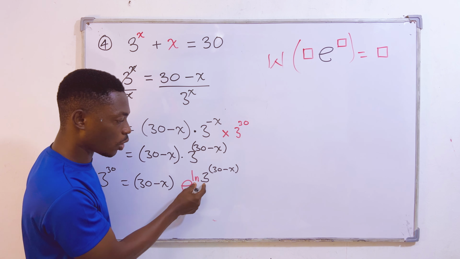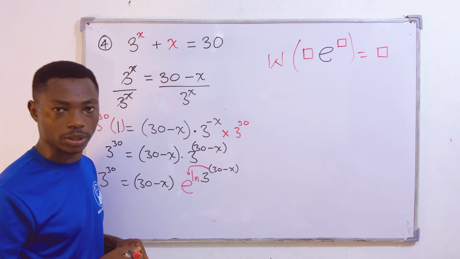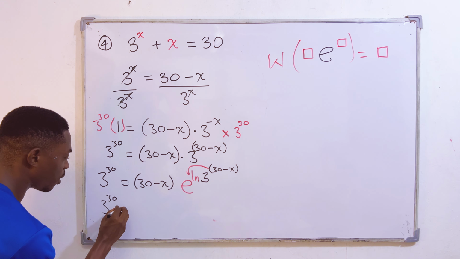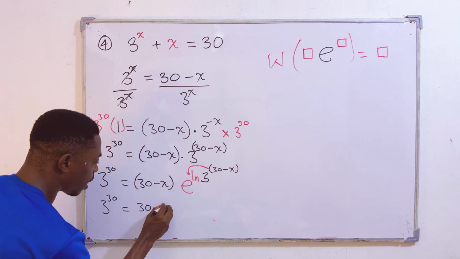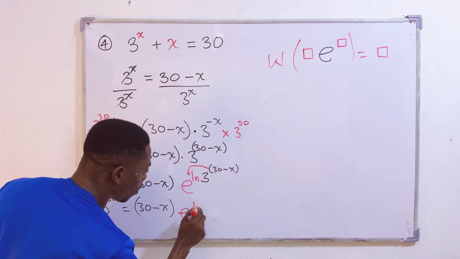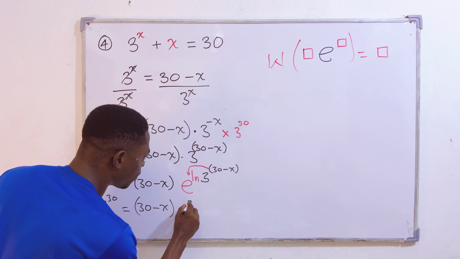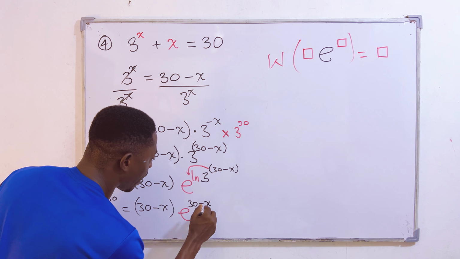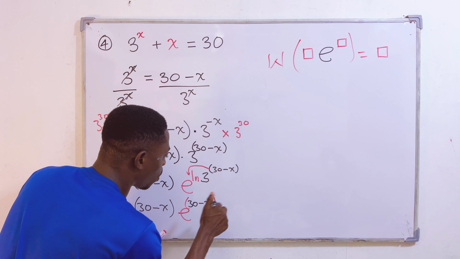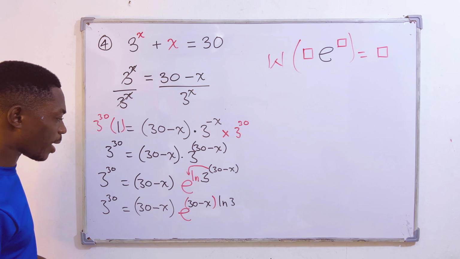Now, this is natural log. Of course, we can just take this power and then move it to the front. All right, and if we do that, let me do this quickly. We have 3 to the power 30 is equal to 30 minus x. Then we have e to the power ln of. Now, remember, let me put this first. We're going to be getting 30 minus x, then the natural log will follow. So bracket like this, then the natural log of 3. Yeah, this is something that we have right here.